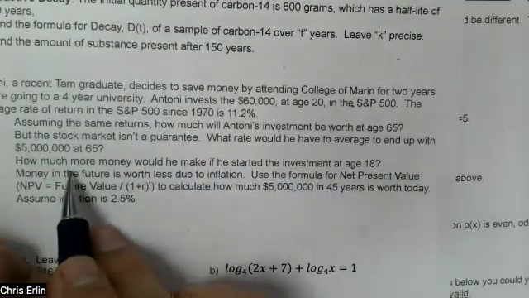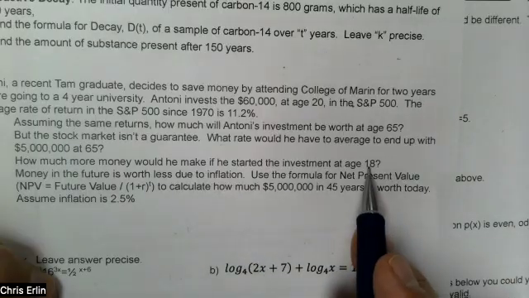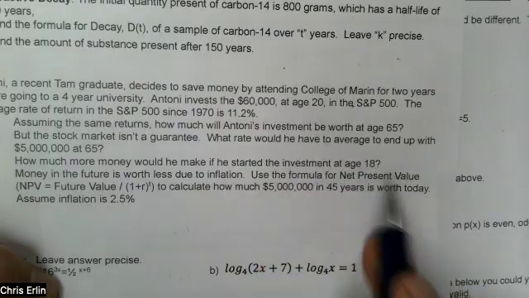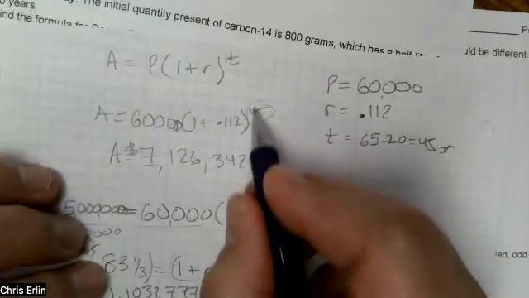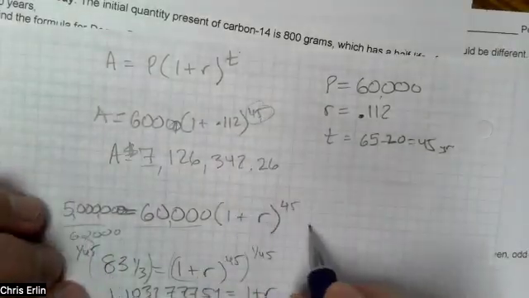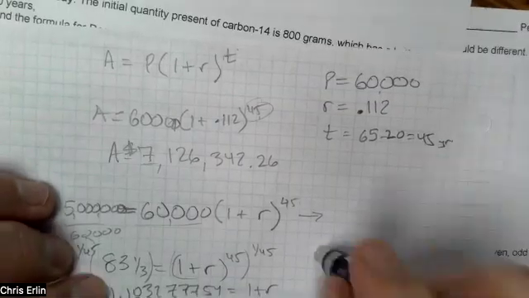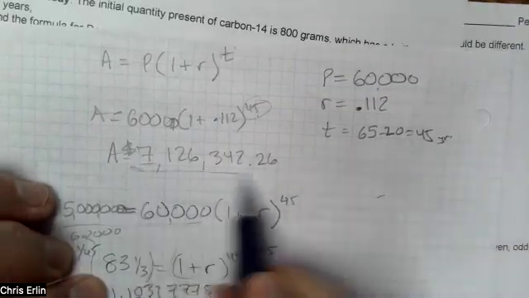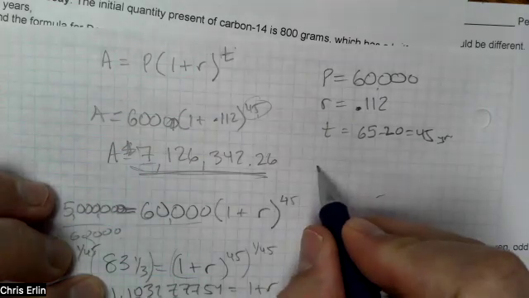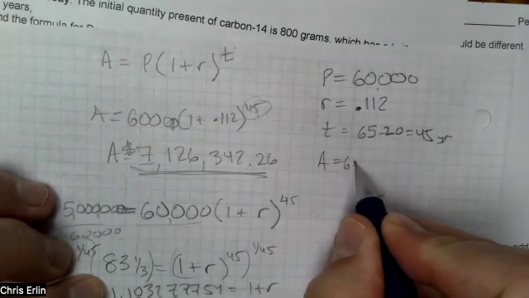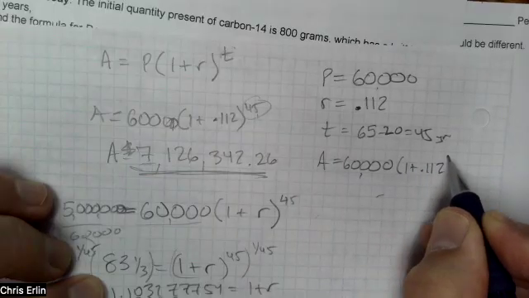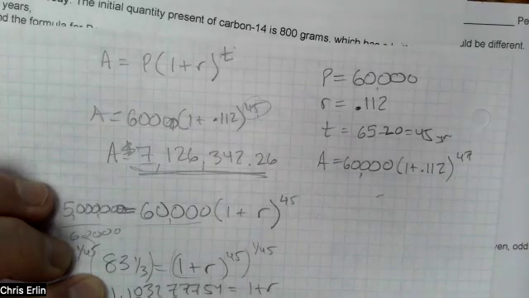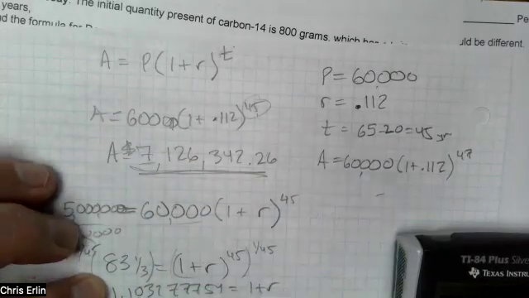Okay. How much more money would he make if he started the investment at age 18? Okay, we'd started at 20, so starting at 18 is 2 years earlier. So all that would do is change this. Instead of it being 45, we'd make it 47. So I'm going to take this equation and say, how much more money would he make? Instead of making $7 million, what if instead we had said 60,000 times 1 plus 0.112 raised to the 47th? So only 2 more years. This one's at 7.1 million.